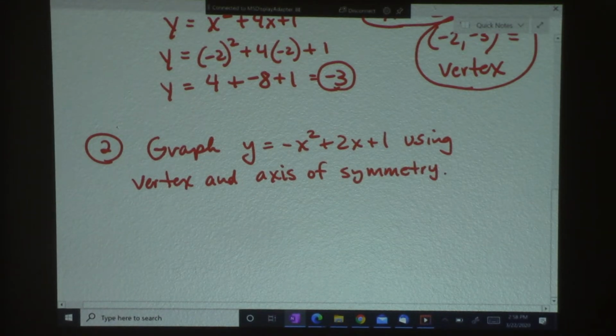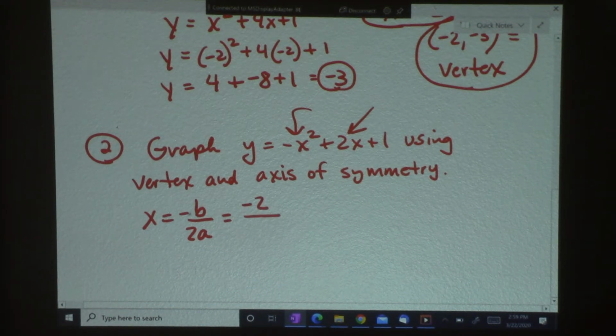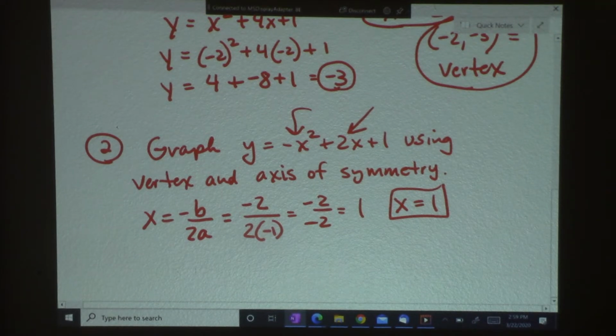So the first thing I want to find is my axis of symmetry. So here we go. x equals -b over 2a. And I look here, and b is 2, and a is -1. So I get -2. If b is 2 in my formula, I need -b. And then 2 times -1. That becomes -2 over -2, which is 1. So my axis of symmetry is x equals 1. That's the first thing that I need.